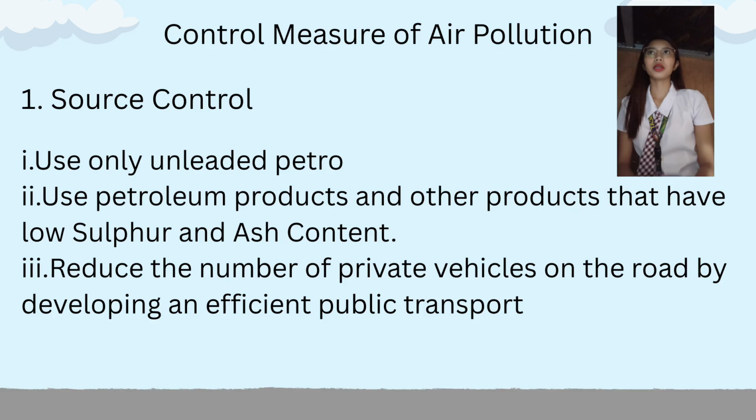Control measures of air pollution. Number 1 is source control. One, use only unleaded petrol. Two, use petroleum products and other products that have low sulfur and ash content. Three, reduce the number of private vehicles on the road by developing efficient public transport.